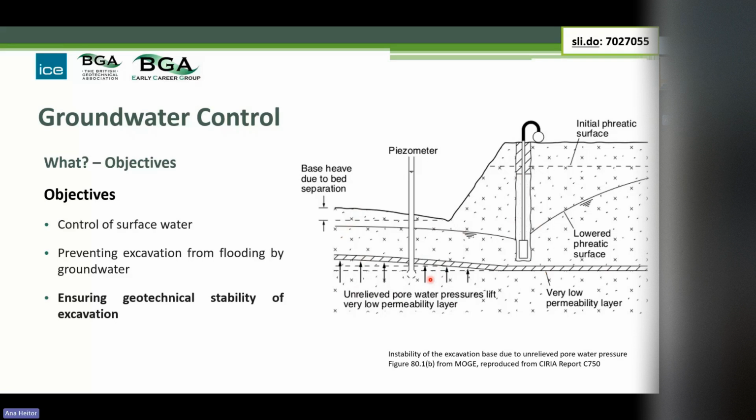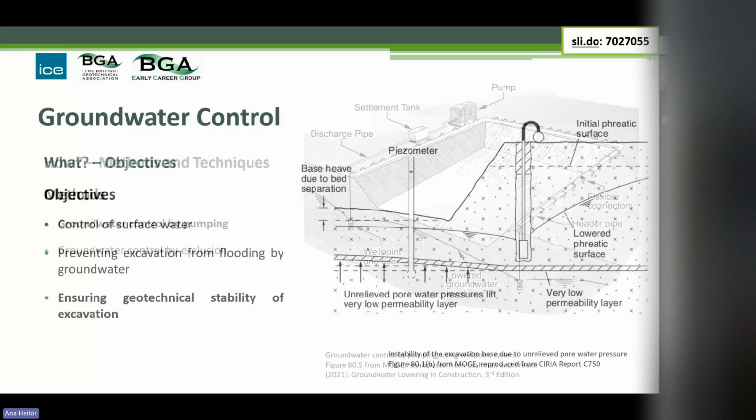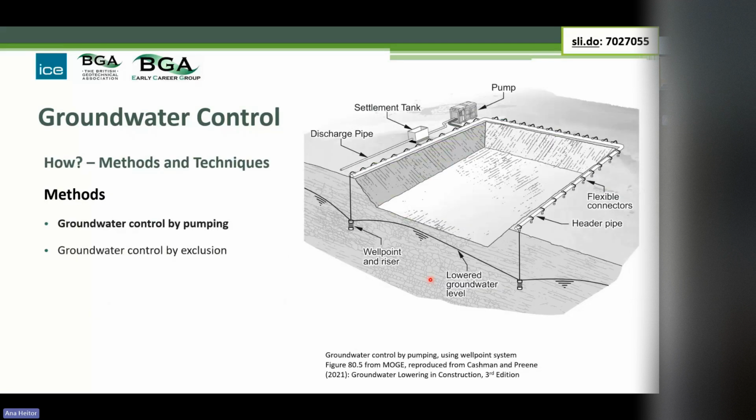So here we've been talking about the what part, the objectives. Now we get to the final part, which is the how, the methods and techniques. Broadly speaking, ground control methods and techniques fall into two groups: the pumping methods and the exclusion methods. So this is a system which shows a ring of pumped well points around an excavation.